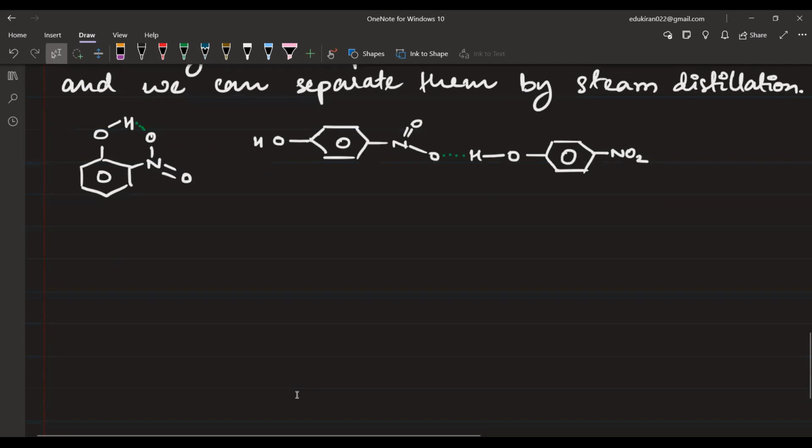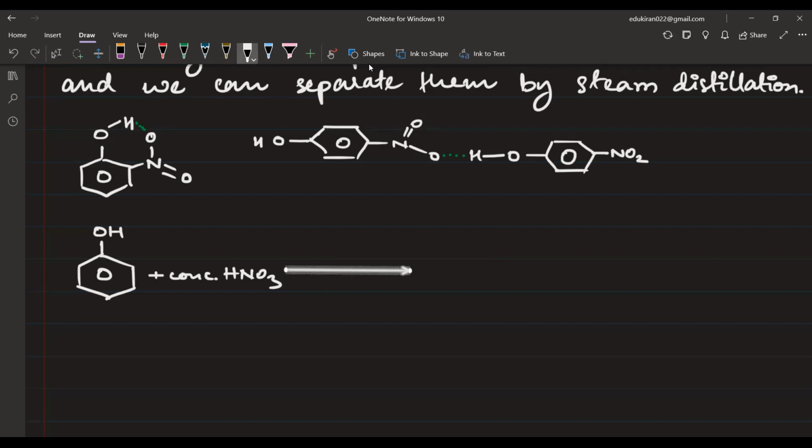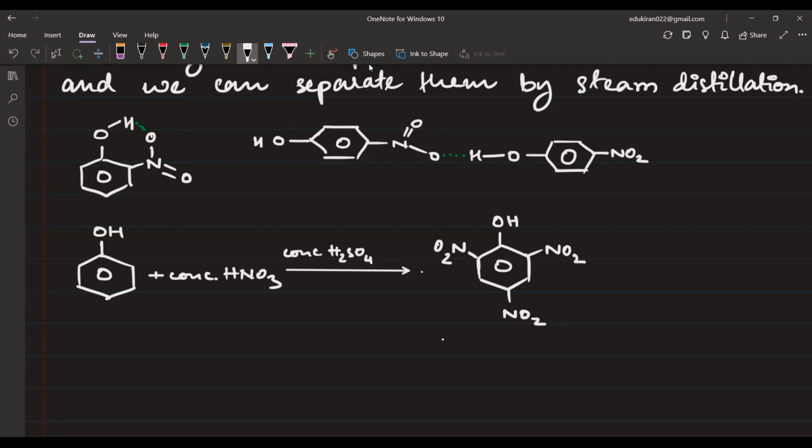I hope you have to just draw the structures now. And then we'll write the next reaction of nitration in concentrated HNO3. We have concentrated H2SO4. And you will get trisubstituted product. This is 2, 4, 6 trinitrophenol, also known as picric acid.